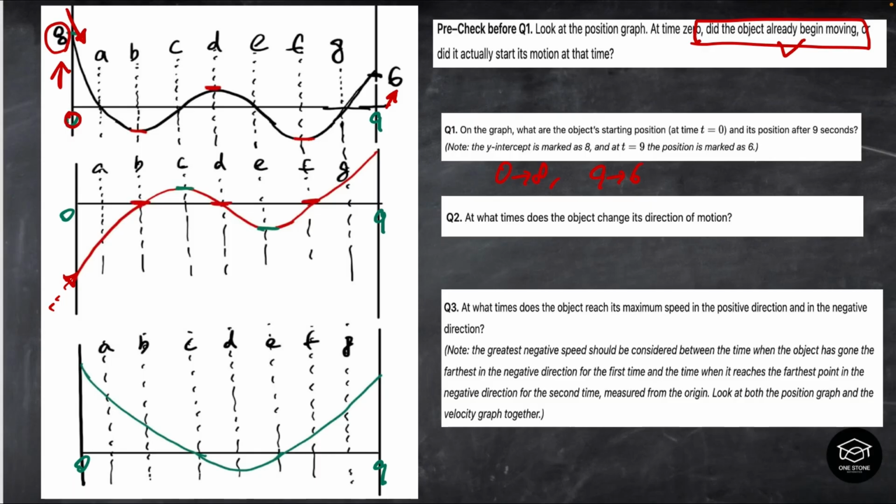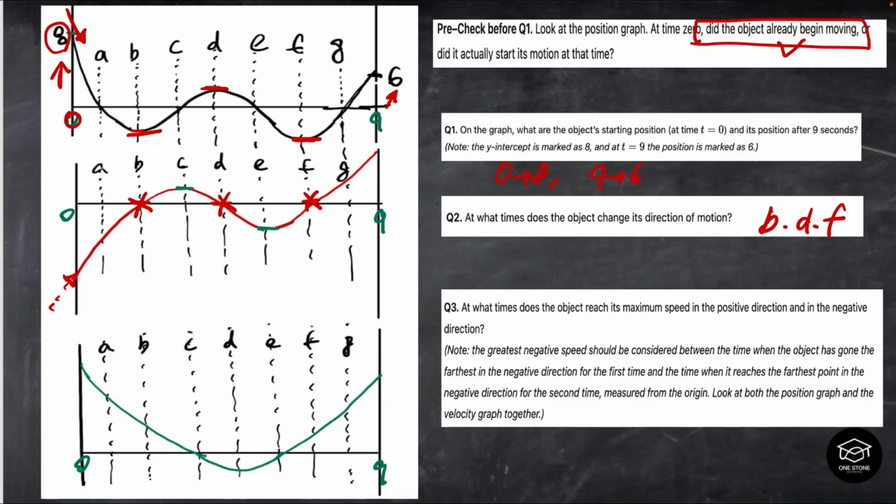Question 2. At what times does the object change its direction of motion? The object changes direction whenever its velocity is 0. At those times, the sign of velocity changes, which means the direction of motion changes too. Velocity is the first derivative of position, so we look for the zeros of that function. From the graph, this happens at times b, d, and f. So the object changes direction at b, d, and f.